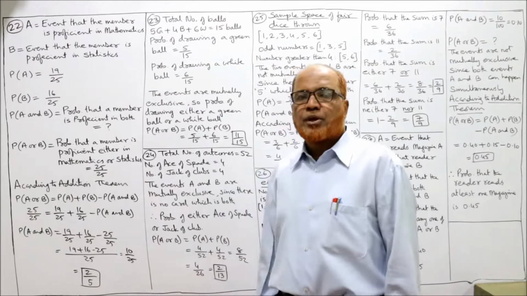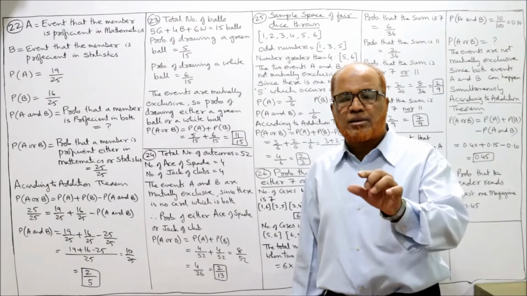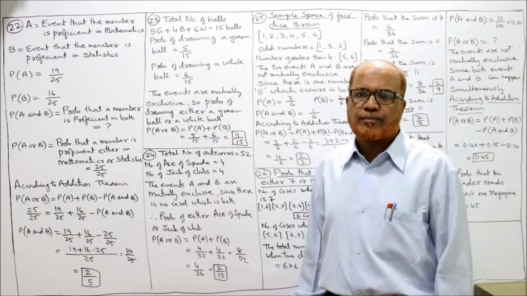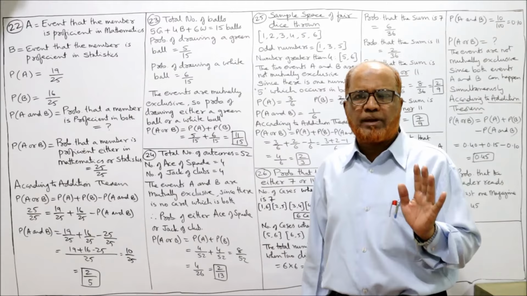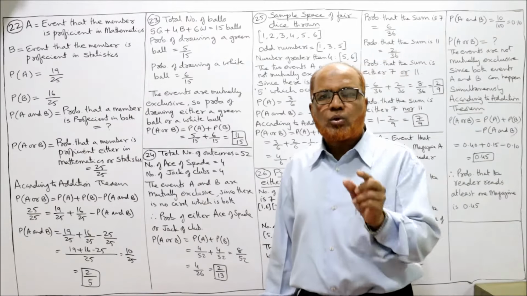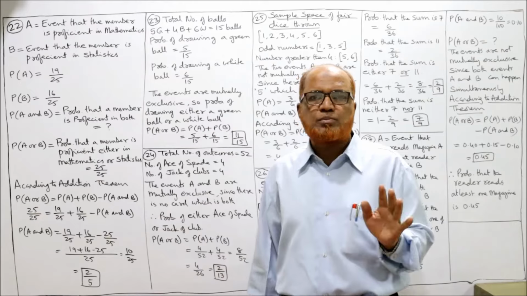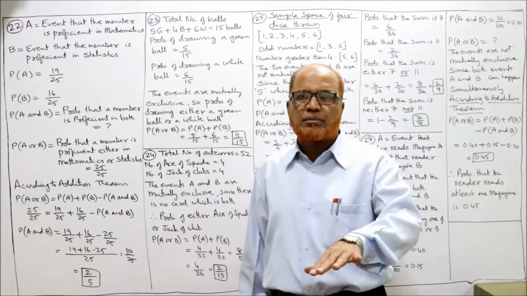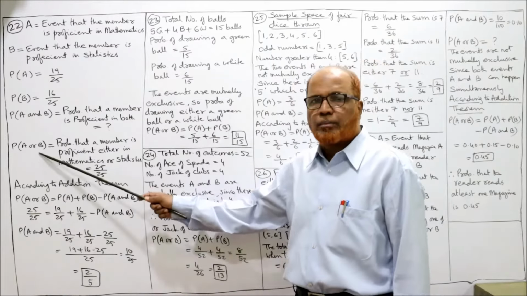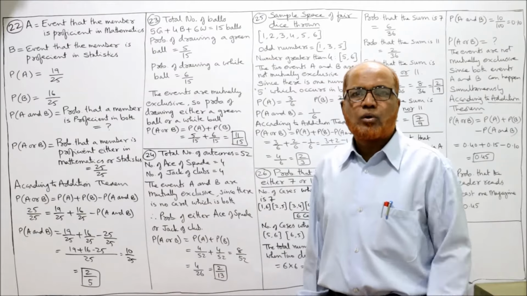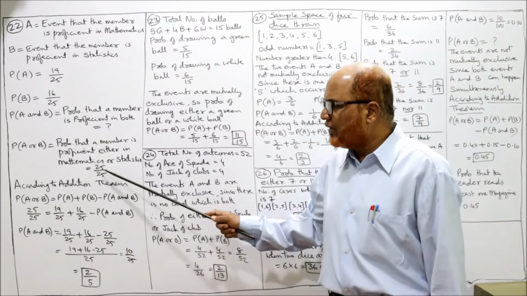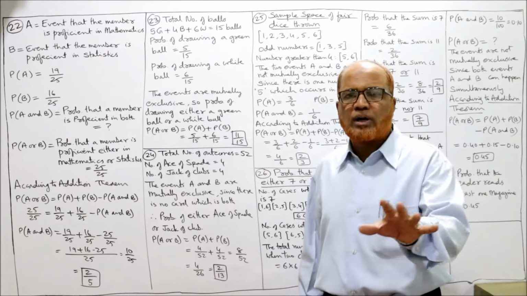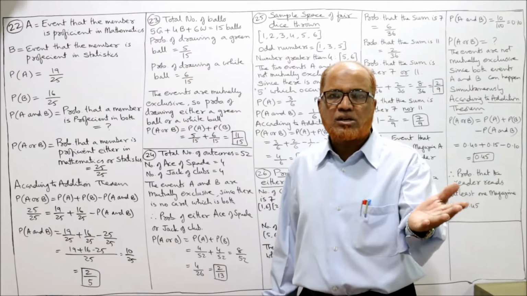Now P of A or B, the probability that the person chosen at random is proficient in either statistics or mathematics. Statistics or mathematics, any one of the two. So it is given in the problem that 25 persons are there and everybody is proficient either in mathematics or in statistics. So P of A or B is 25 out of 25, 25 by 25. There are 25 members, and everybody is proficient. All the 25 are proficient either in statistics or in mathematics.